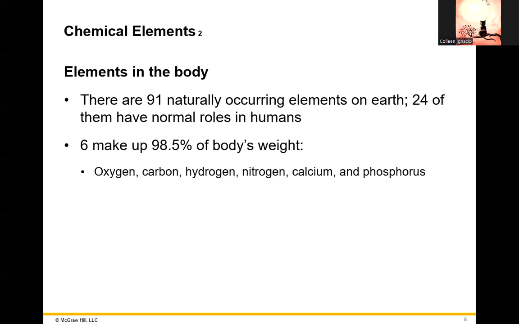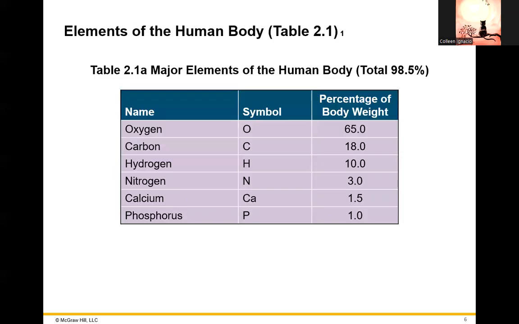Okay, so those six that we need to know make up the body's weight, 98.5%: oxygen, carbon, hydrogen, nitrogen, calcium, and phosphorus. And some of you probably recognize that, well, yes, we breathe in oxygen in order to survive. You may think, yes, we need calcium and phosphorus to keep our bones strong. Right, so we do need these six as they make up 98.5% of our body weight.